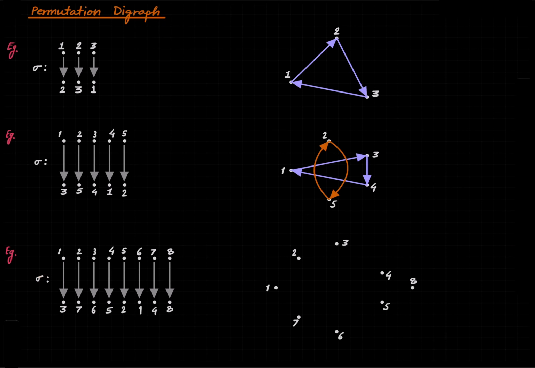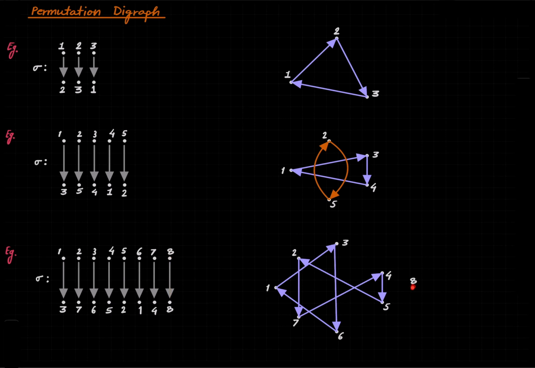1 goes to 3, 2 goes to 7, 3 to 6, 4 to 5, 5 to 2. Really? 5 to 2? 6 to 1, 7 to 4, and 8 to 8.